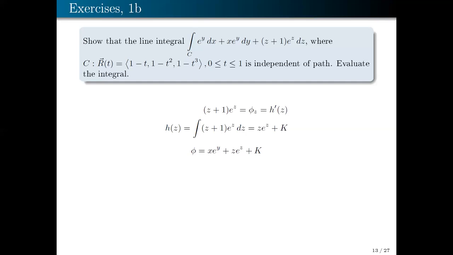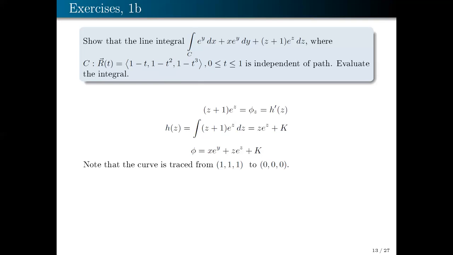We will now be using that to evaluate your line integral. But we need the endpoints of your curve. So let's find them out. The curve C here is traced from, when t is 0, it gives us 1, 1, 1. And when t is 1, it will give us 0, 0, 0. Okay. So initial point is 1, 1, 1. Terminal point is the origin.